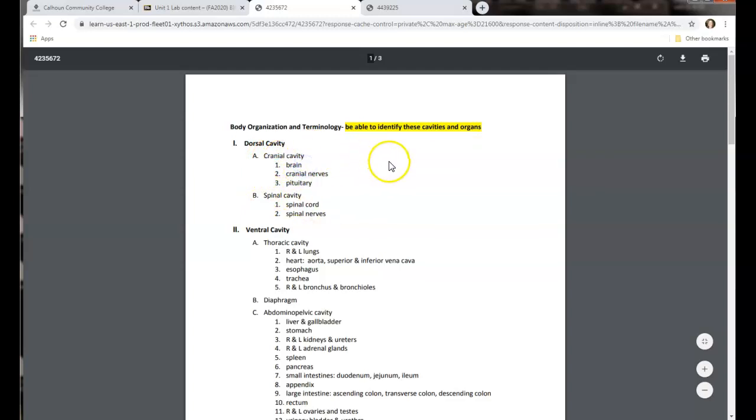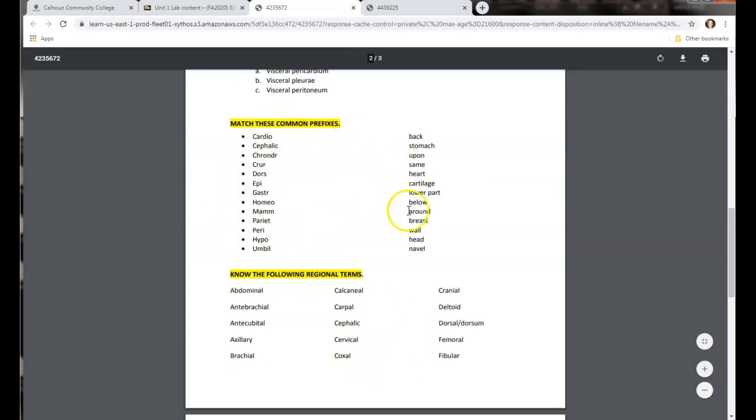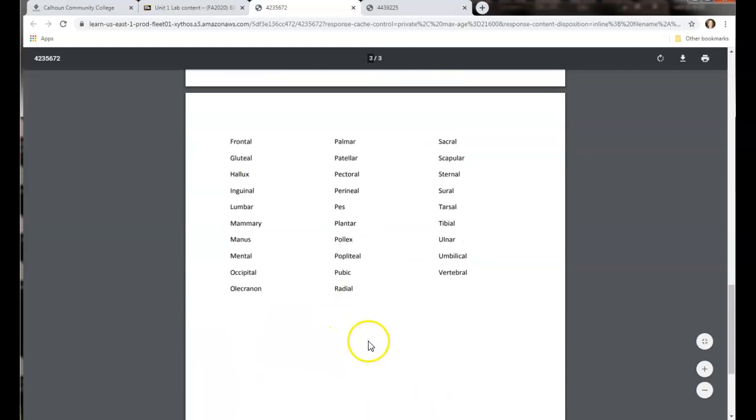And that I might point to a brain. What's the name of this organ? What cavity would you find it in? So you have to know the major cavities, then you have to know the subcavities, and then you have to know the organs contained in those cavities. We also have some common prefixes, and we also have some regional terms that we have to know.